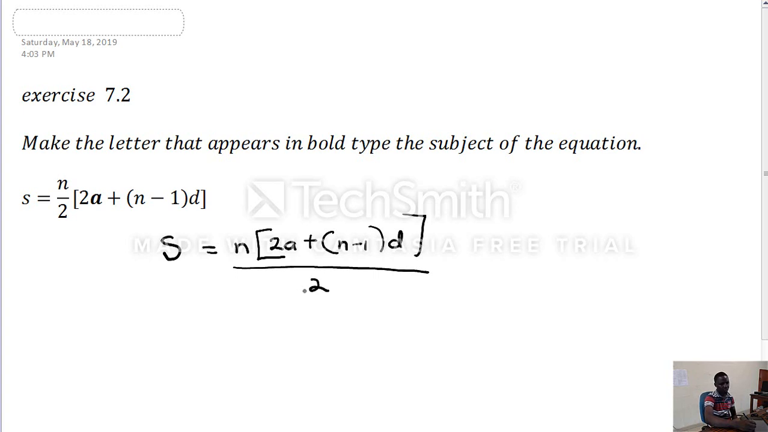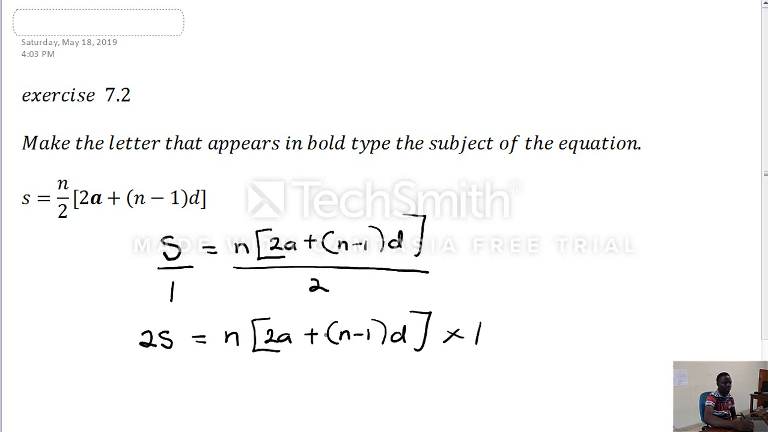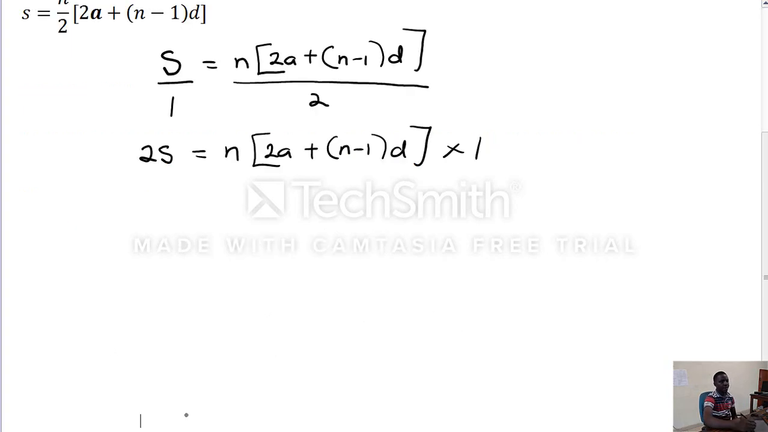What I will do next is to try and get rid of the fraction. So I will multiply both sides by 2, or, as some authors will say, you cross multiply. When you cross multiply, you're going to have 2s is equal to n into bracket 2a plus n minus 1 d, for you know that when you multiply anything times 1, it gives you that term.